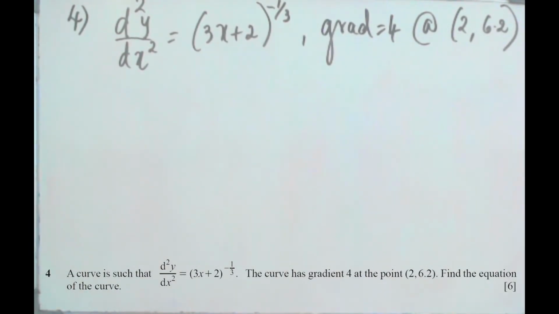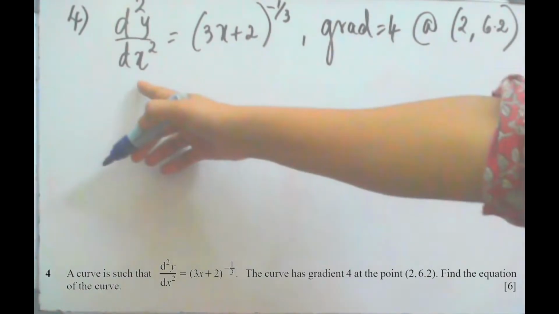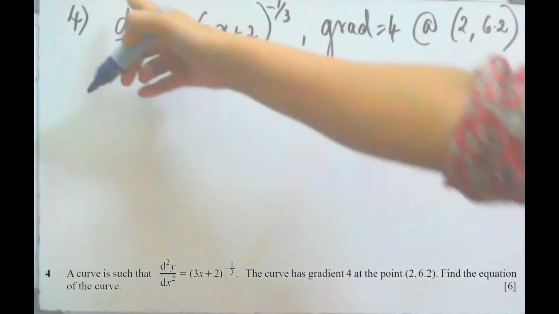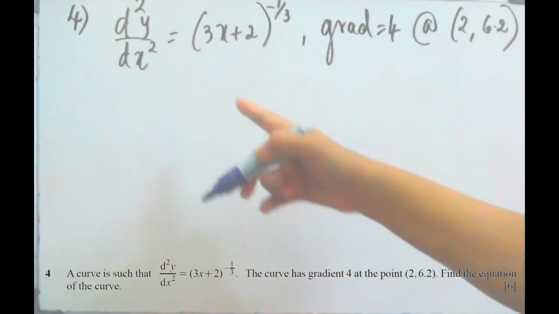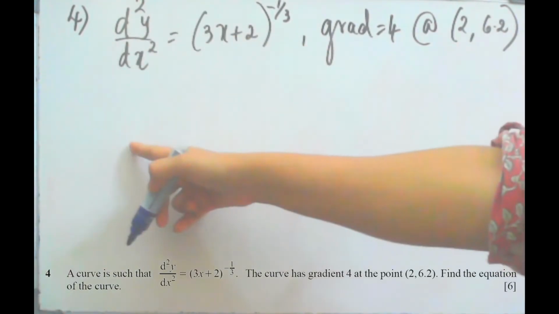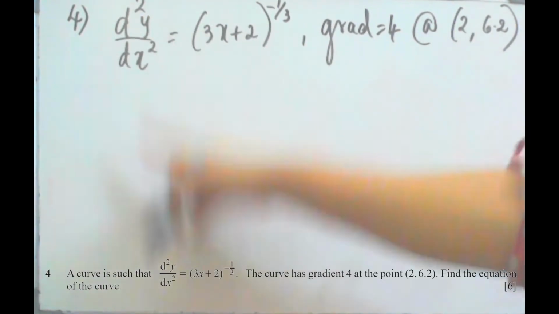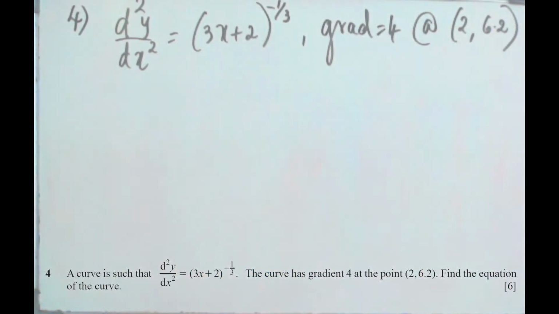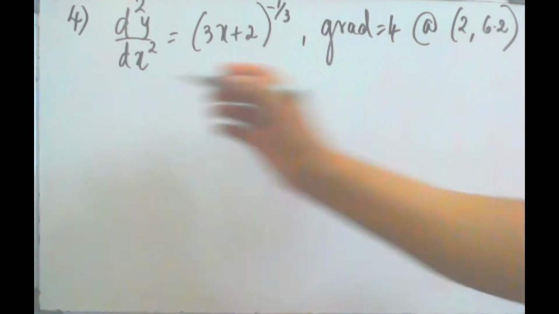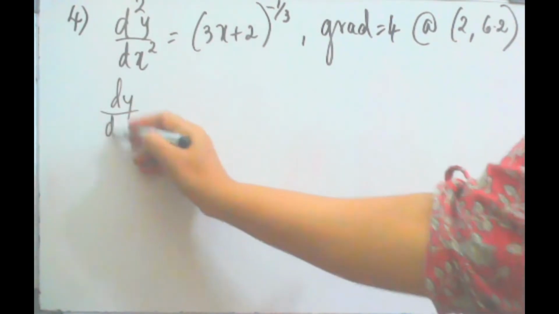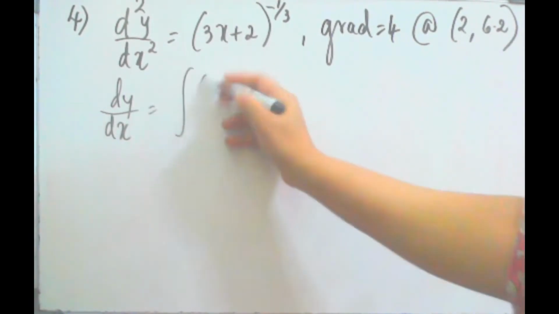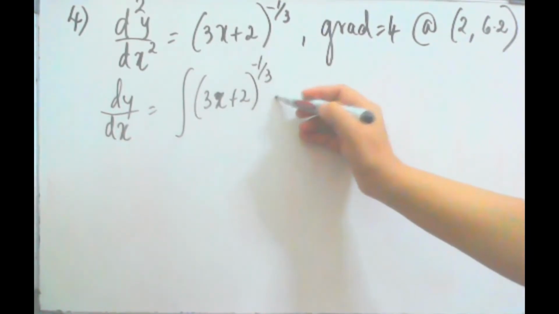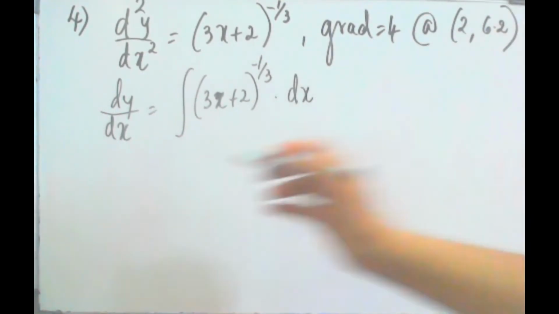Alright. So for the equation of the curve, we have to get an equation in the form y equal to. So from d square y by dx square, we have to get y. That means we have to integrate once, we get dy by dx. We integrate dy by dx again, we get y. So there are two steps here. Let us start with the first one. So dy by dx is equal to the integral of (3x plus 2) power minus 1 over 3 with respect to x.